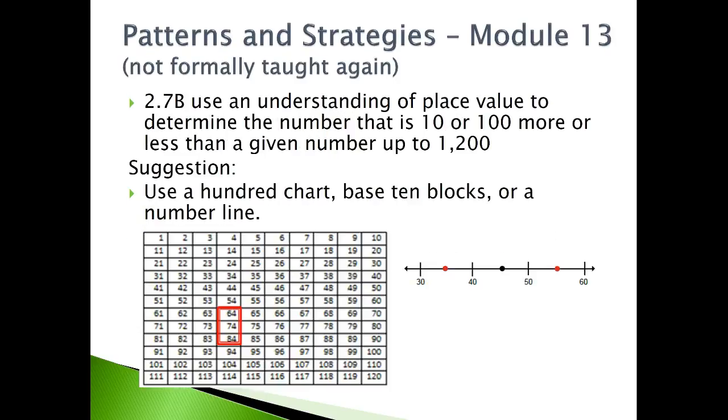Also with this module is 2.7b, is use an understanding of place value to determine the number that is 10 or 100 more or less than a given number up to 1,200. You can use the hundreds chart to start with saying 10 more and 10 less, as I've shown on the diagram. You can also use base 10 blocks or even the number line.